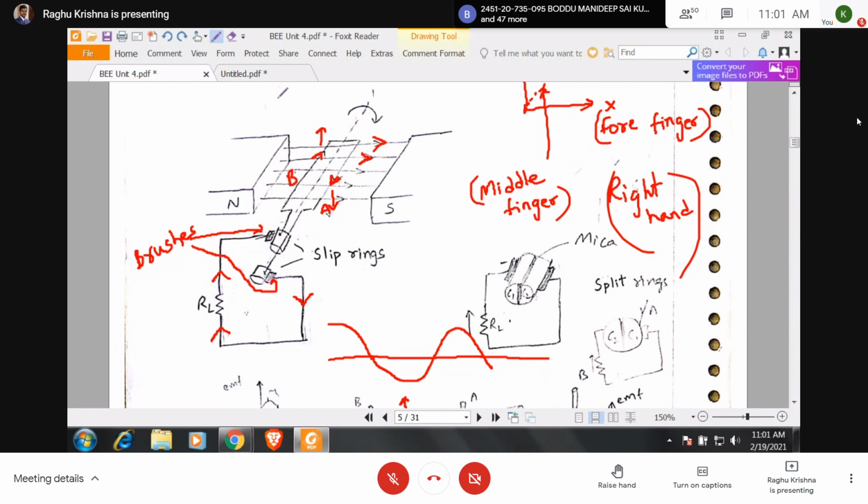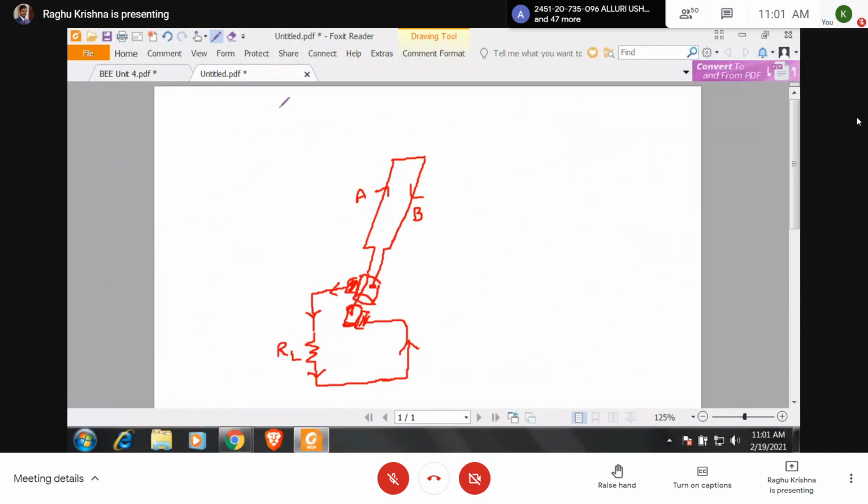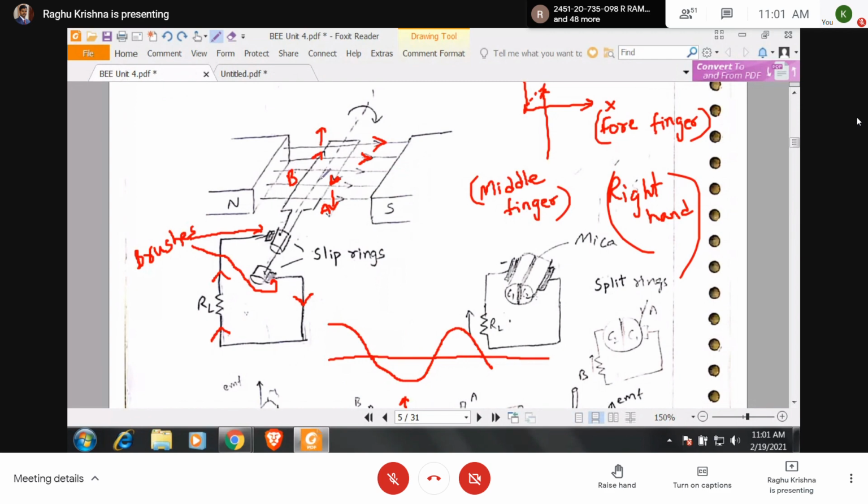Now here you can see here. So here the direction of the current is upwards. Here the direction of the current is downwards. See here. So you can see that same direction of the induced EMF in both sides. So compare these two diagrams. So A is moving down, B is moving up after a 180 degrees rotation.